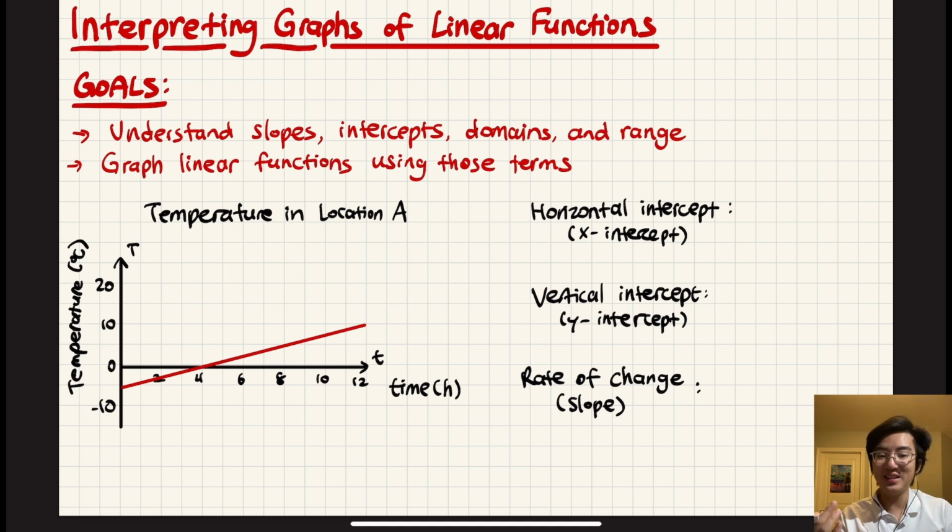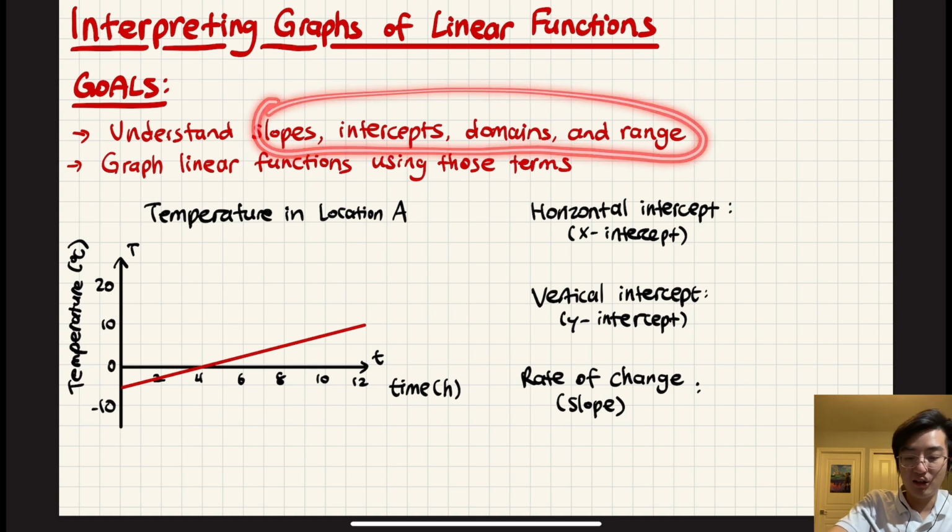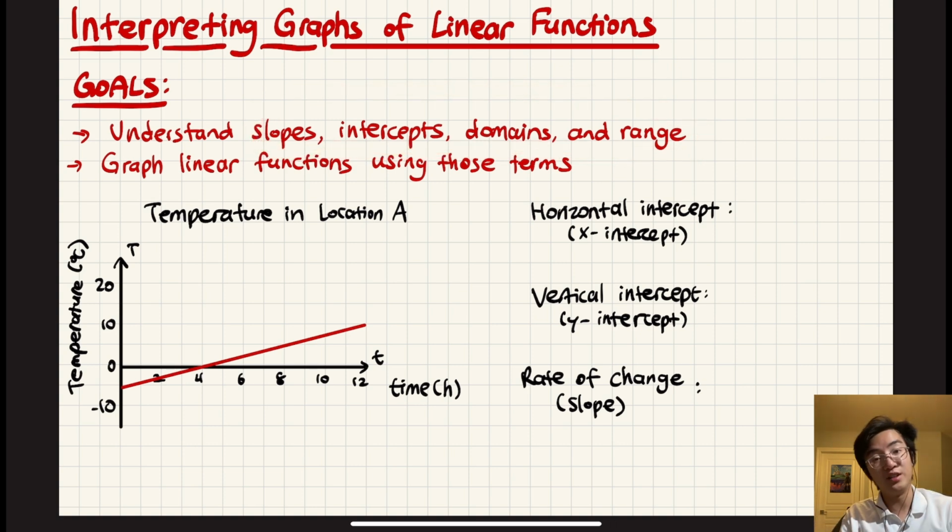Alright, welcome to our lesson today on interpreting graphs of linear functions. So, in today's lesson, we will understand slopes, intercepts, domains, and range of a linear function, as well as graphing such functions using those terms. So, it looks like a lot to cover, but we'll go over them pretty quickly.